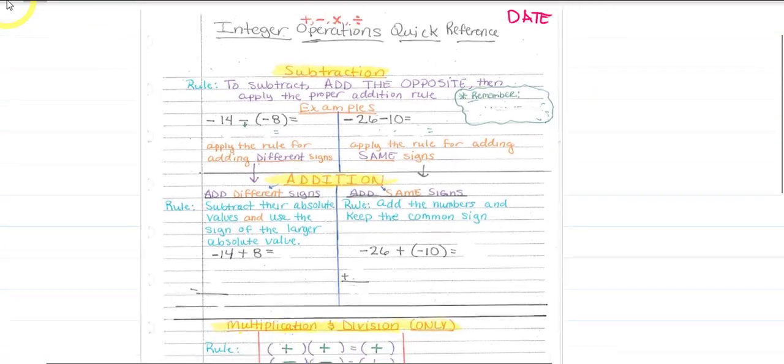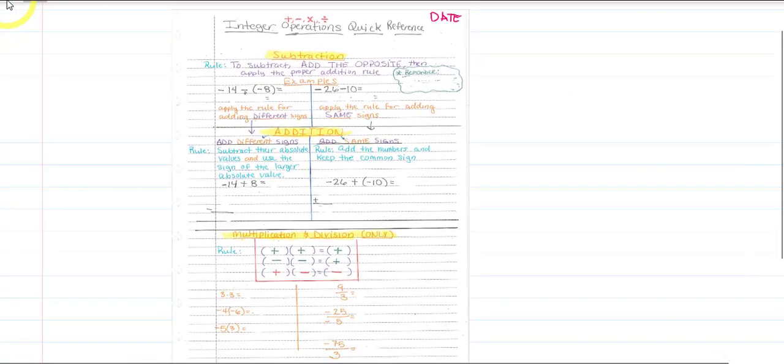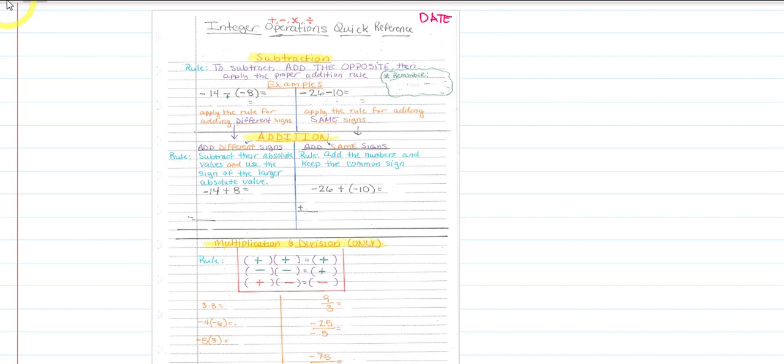I'm going to zoom out so you can see the screen in full, how you're going to set up your paper. So you're going to have your title at the top with the date. And the first section, we're going to talk about subtraction. So make sure you leave enough space here to set up for subtraction. In the center, we're going to go over addition and the addition signs. And remember, for addition, we can have different signs or the same signs. And then at the bottom, we're going to go over multiplication and division.